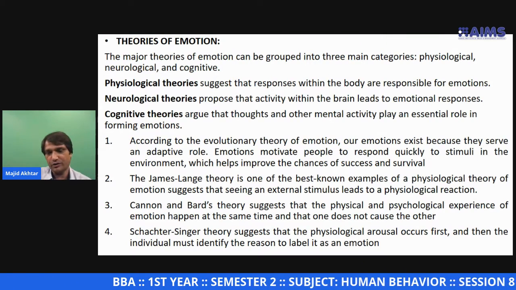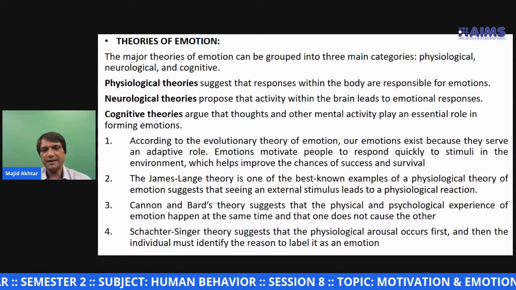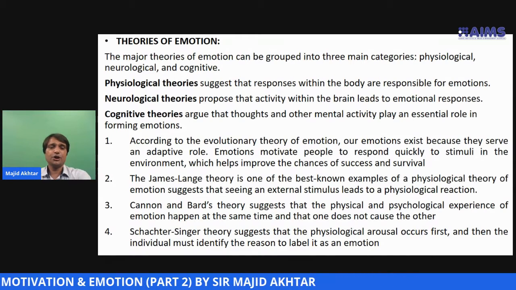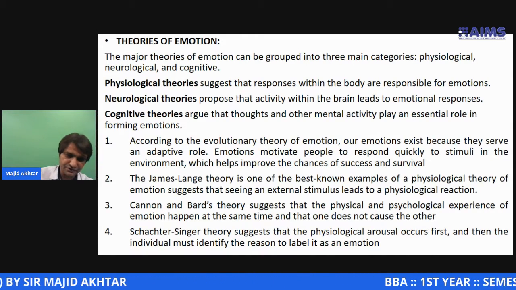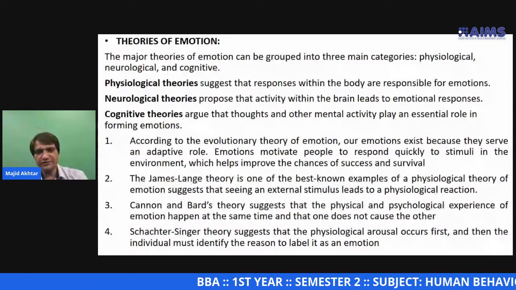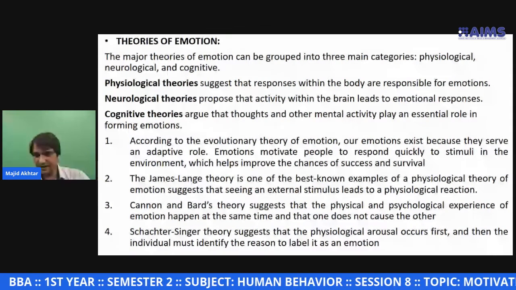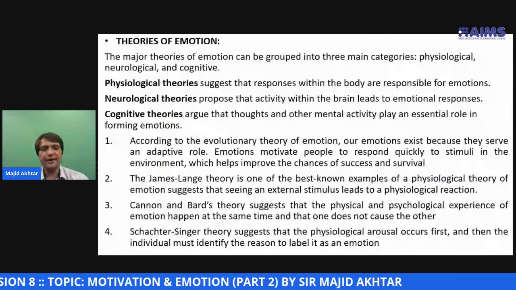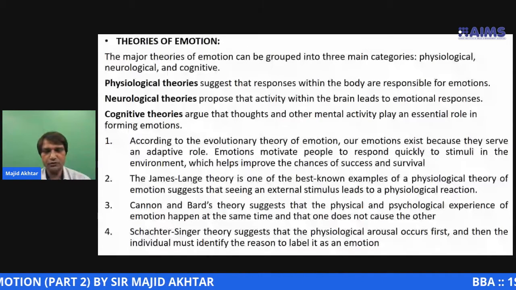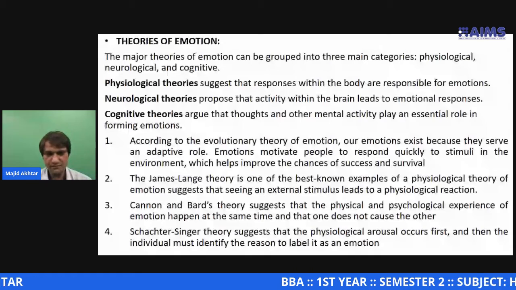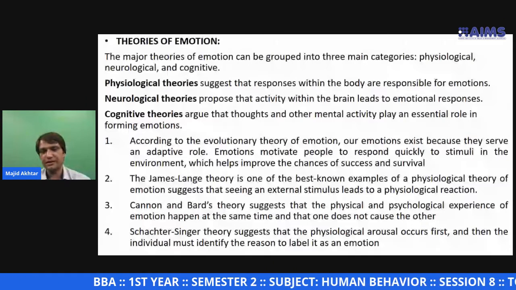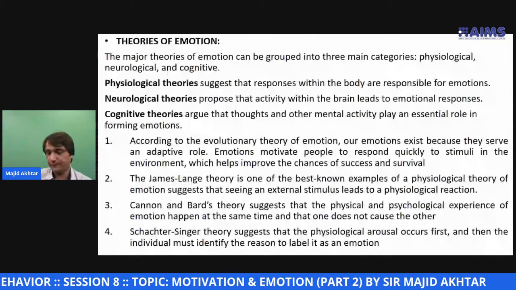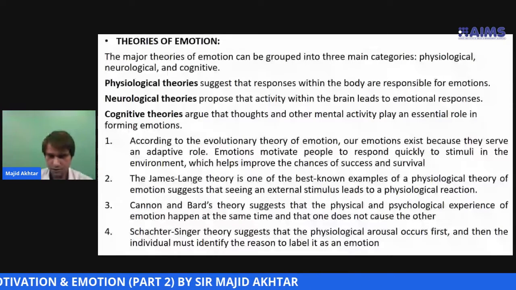Cannon and Bard's theory suggests that the physical and psychological experiences of emotion happen at the same time, and that one does not cause the other. This is another theory which exists, which is there for you to explore and study. It says that physical experiences and psychological experiences of emotion happen at the same time, and that one does not cause the other. Every psychological action and physical action has its respective reasons. They are not the cause of triggering each other.